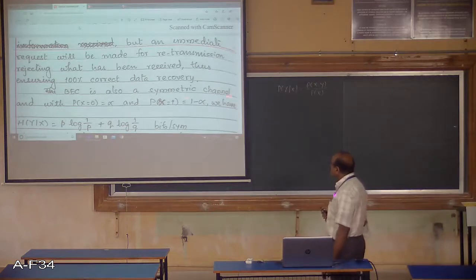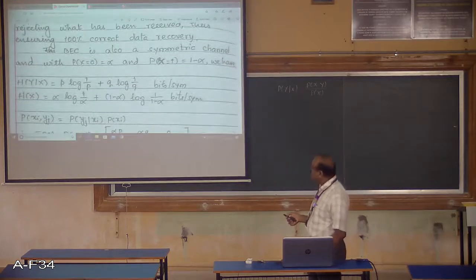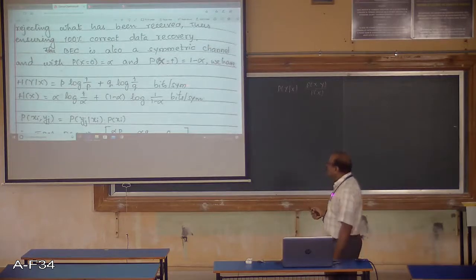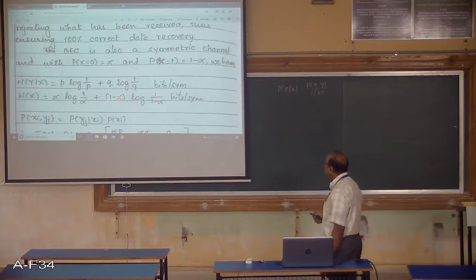So BEC is also a symmetric channel with P of x equal to alpha, P of x equal to 1 minus alpha, for which again the elements of the second row are the same as the first row. So H(Y|X) is given by the same, and H(X) here is alpha log 1/alpha plus 1 minus alpha log 1/(1 minus alpha).